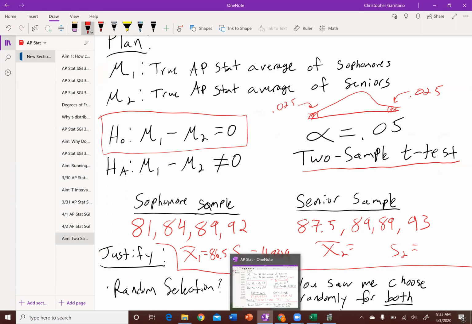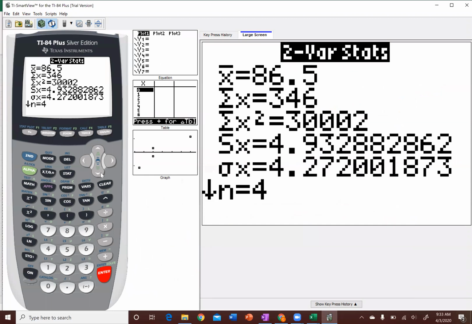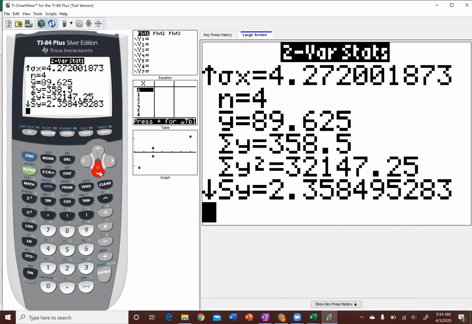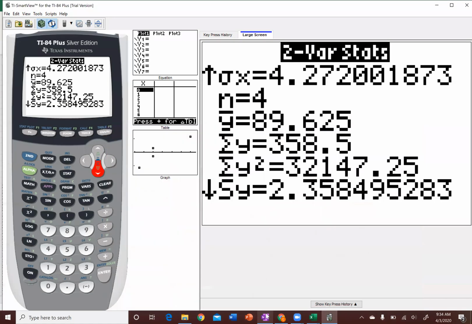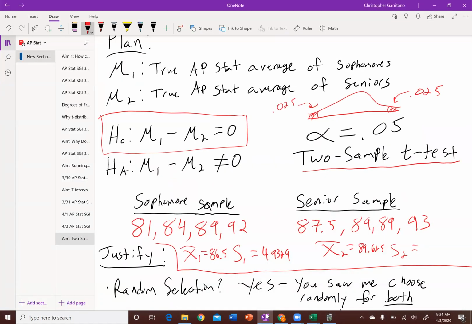And the units you could think of as points, right? But now if I scroll down, I have Y bar and S of Y, and those are the mean and standard deviation of the second sample. So those are the seniors. So 89.625 and 2.3585. Okay.